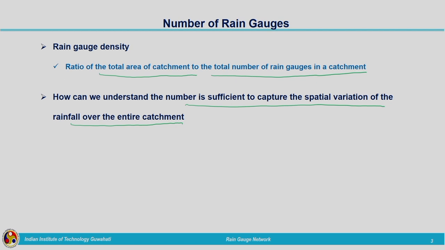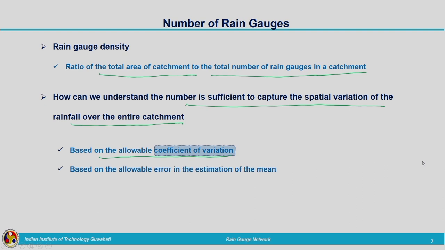This can be attained by looking into certain factors, that is, based on the allowable coefficient of variation and based on the allowable error in the estimation of the mean rainfall. So, in two ways we will understand whether the number of rain gauges present in the catchment is optimal or not. We will see them one by one. The first one is based on the allowable coefficient of variation.